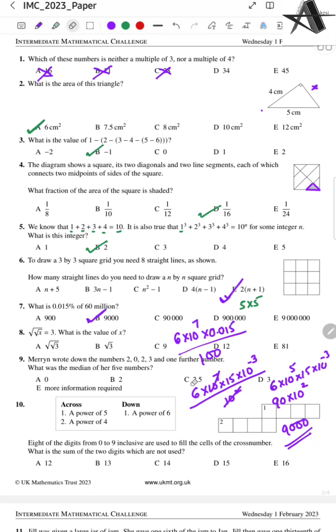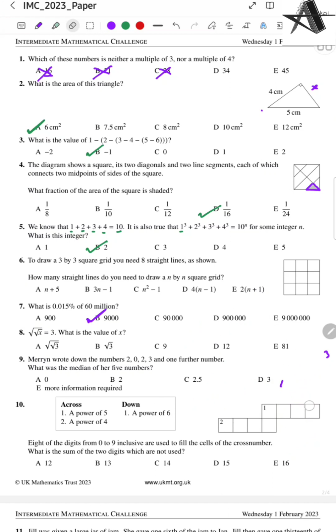Moving on to the next one. Root of root x equals 3. So to calculate the value of x, obviously I need to remove the roots. So first we need to square. When I square both sides, it will be root x equals 9. The square will remove this root. Now I need to square it one more time. So squaring will remove this root as well. So x is going to be 9 squared, which is 81, and the answer is E.